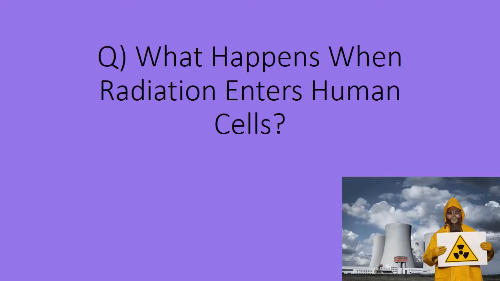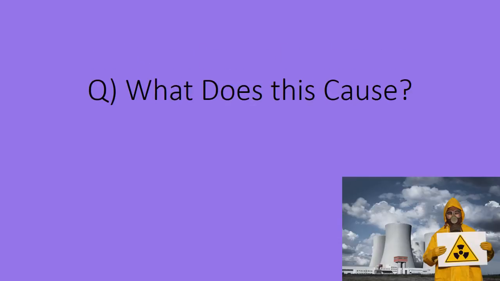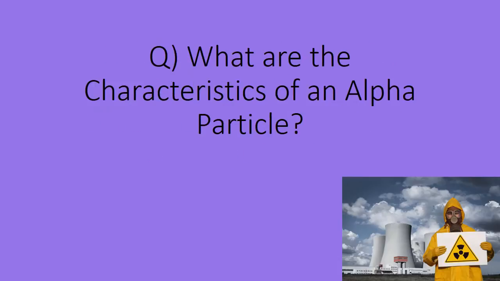What happens when radiation enters human cells? It can ionize molecules and damage DNA. What does this cause? Mutations in the cells leading to cancer. High doses of radiation can cause cells to die.